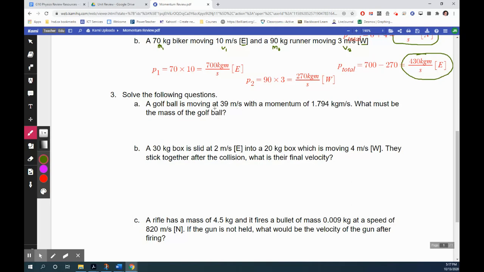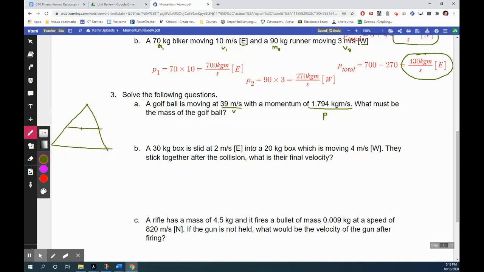So 39 meters per second, this is a velocity, and it has a momentum here. So this is its P value of 1.794 kilogram meters per second. What must be the mass of the golf ball? We've got, oh, I should draw my triangle.